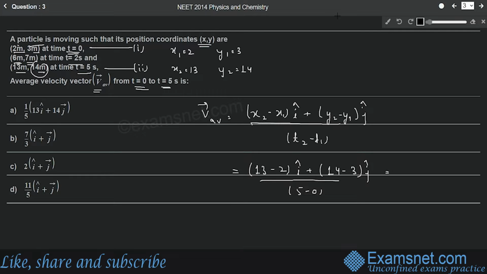So on solving this we get 13 minus 2 i cap, that means 11 i cap plus 14 minus 3 j cap, that means again 11 j cap upon 5 minus 0 seconds, that means 5. Okay, so it can be written as 11 upon 5 (i cap plus j cap). Okay, so the correct answer will be option number D.